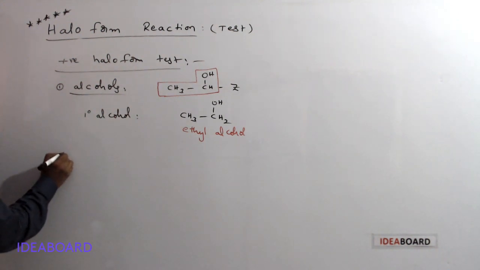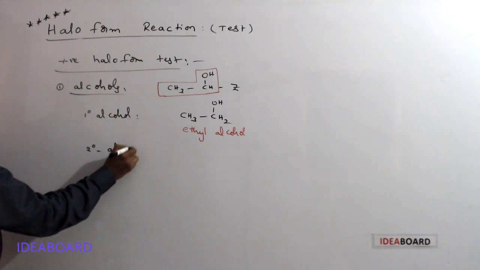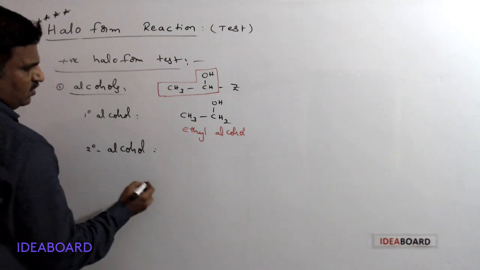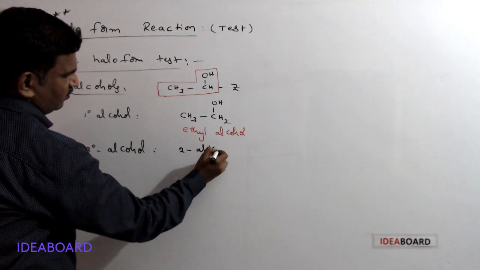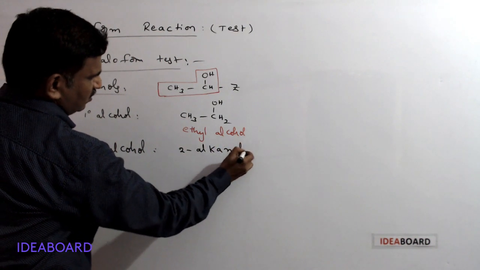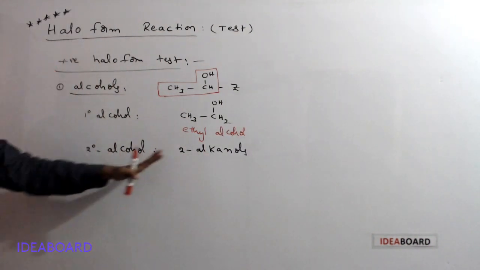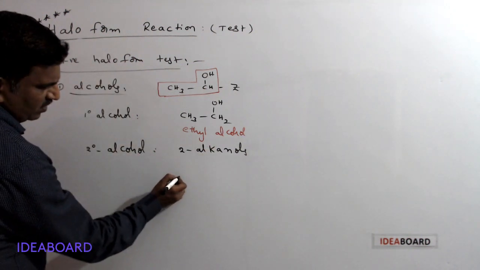Next, secondary alcohols. What are the secondary alcohols? Two alkanols; commonly we can write that all 2-alkanols will give the haloform test. What are these 2-alkanols, sir?